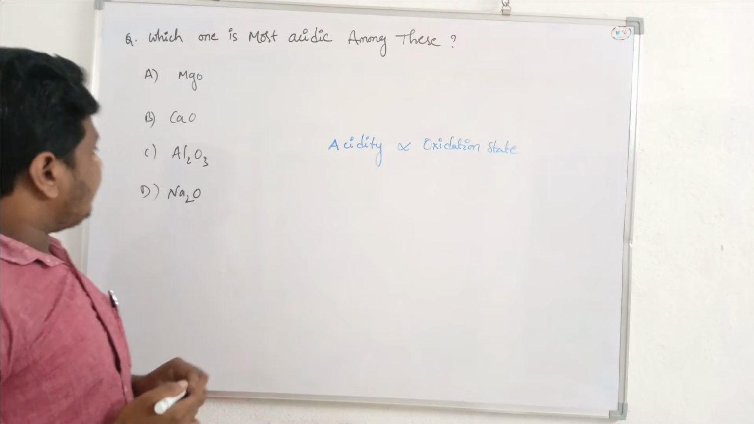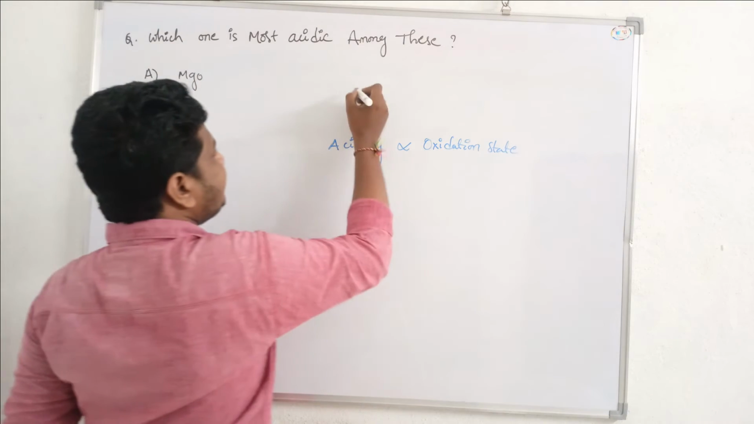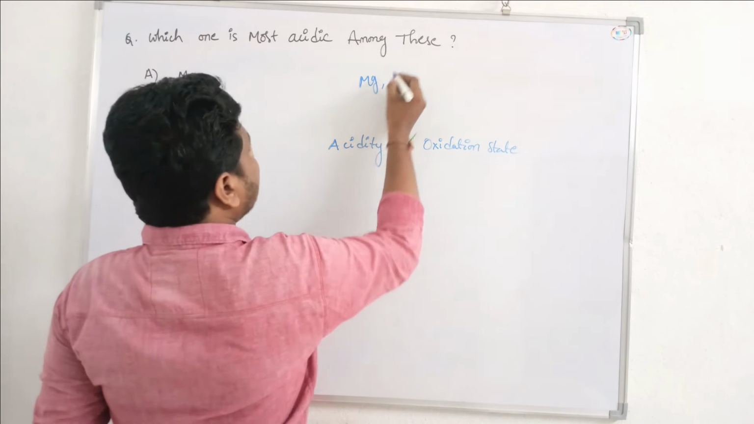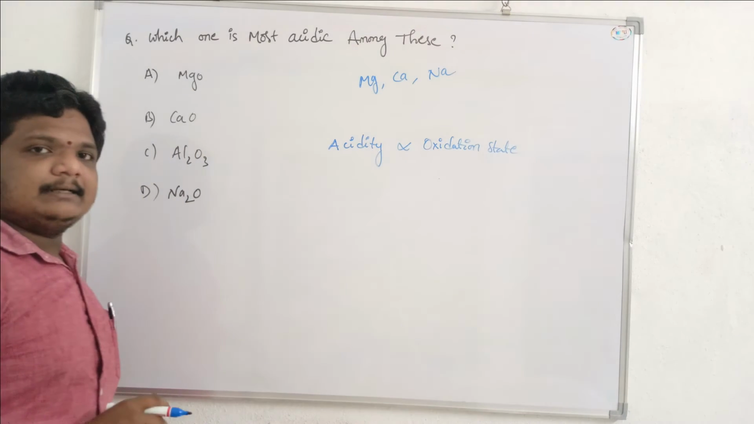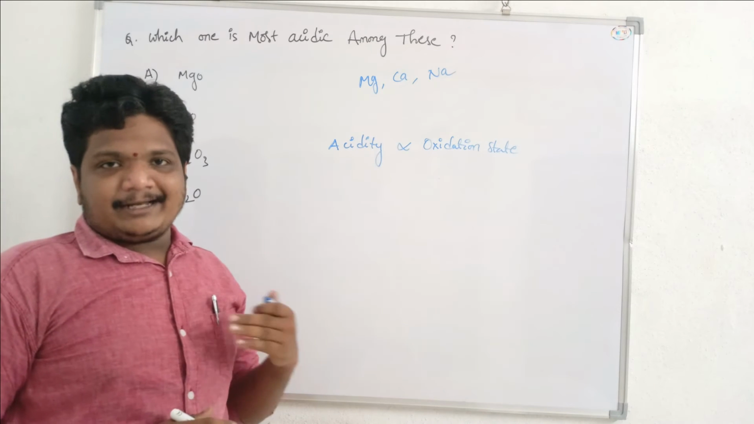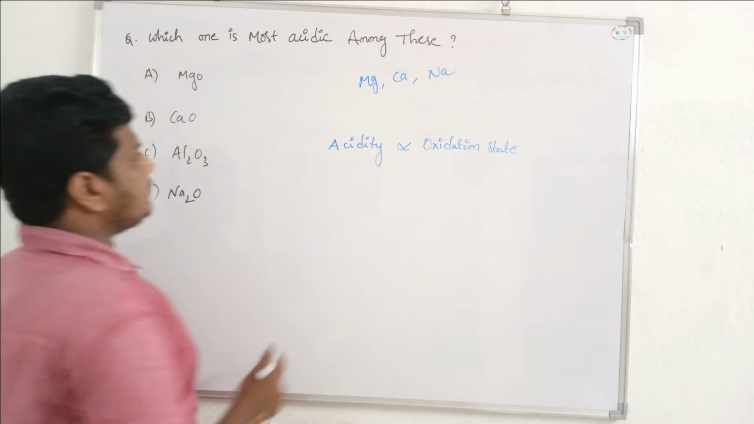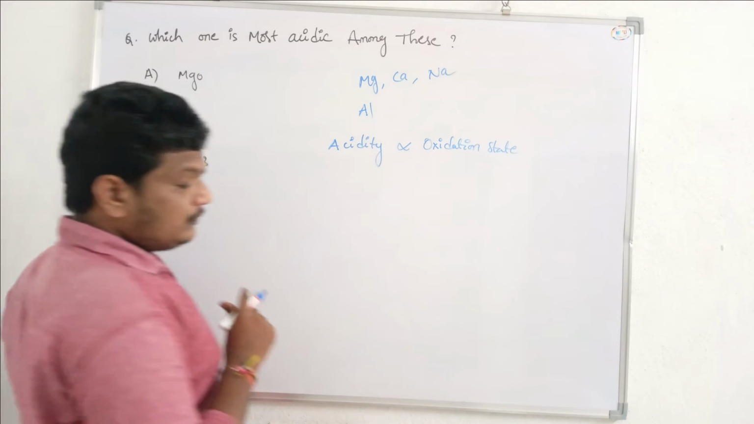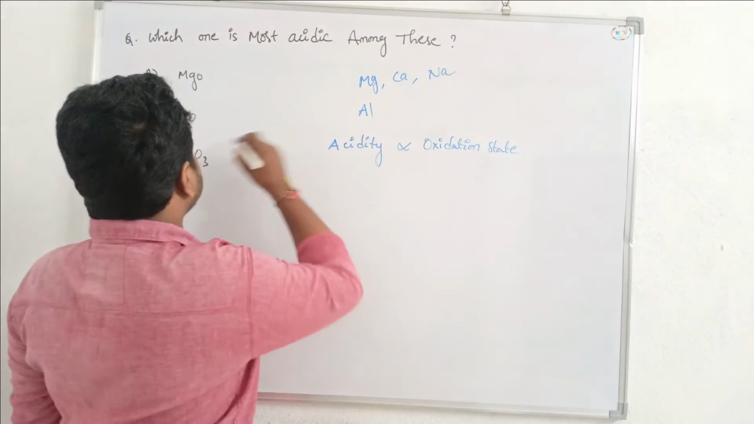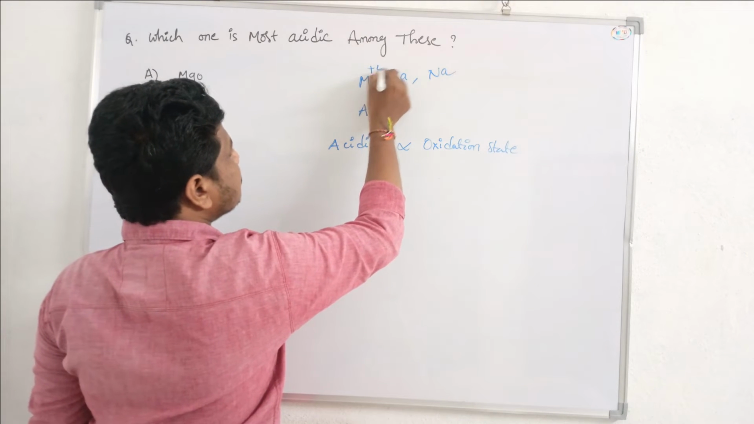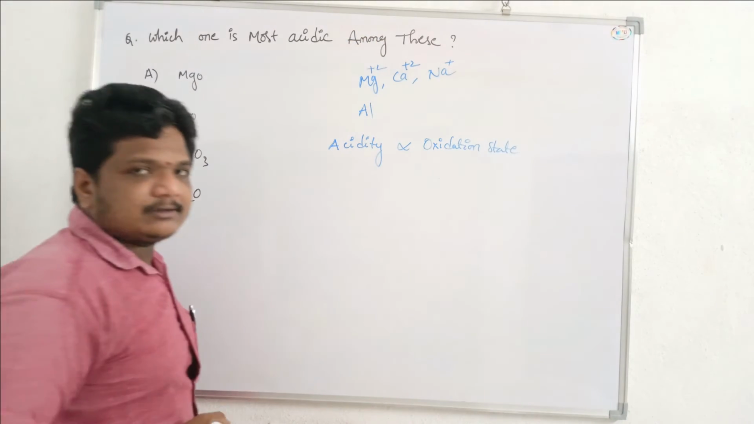So here in this case we can observe that these are all metal oxides. Here we have magnesium, calcium and sodium. These are the alkaline metals. Generally these alkaline metals form metal oxides which have basic nature. Here we have Al2O3, with aluminium. If you see the oxidation states of these metals in these oxides, magnesium will be having +2 oxidation state, calcium will be having +2 oxidation state, and sodium will be having +1 oxidation state.